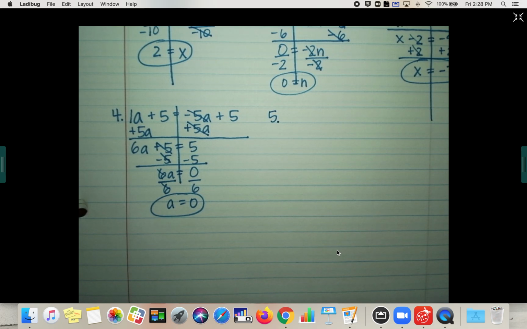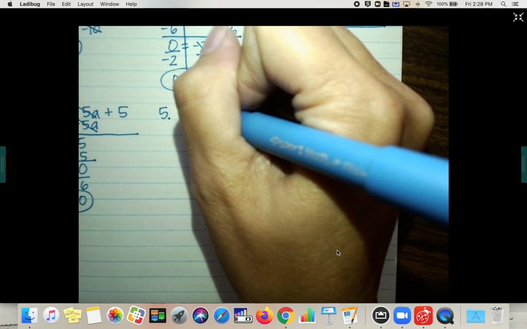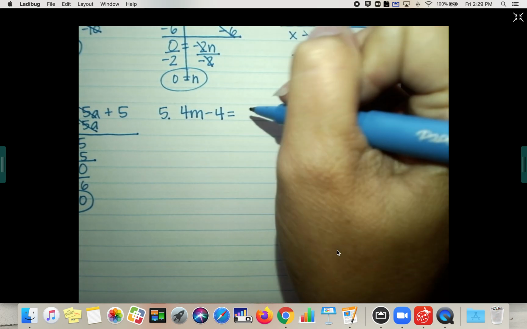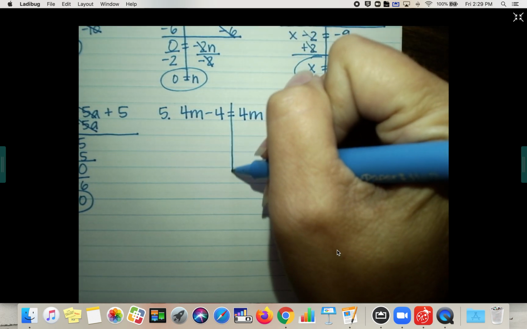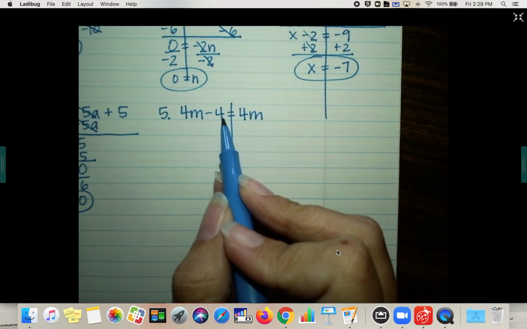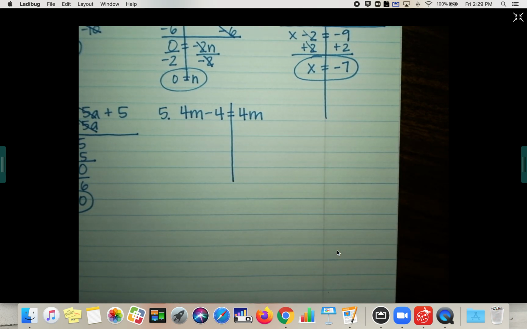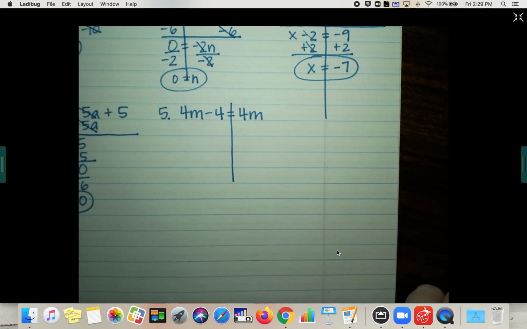All right, number 5. 4m minus 4 equals 4m. Okay. Like terms, no. Like terms, there's only one thing, so no. So we are going to have to move something to the other side to combine it with the other.